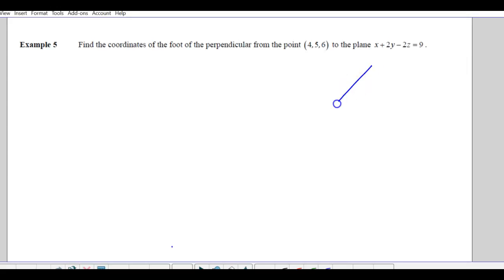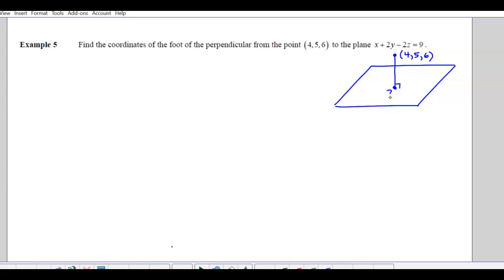So if I were to draw a plane sort of as a parallelogram in 3 dimensions, here is the foot of the perpendicular. There's a perpendicular, and we're told another point outside of the plane, and we want to find the point on the plane that's perpendicular to that. So this is what we're trying to find here.